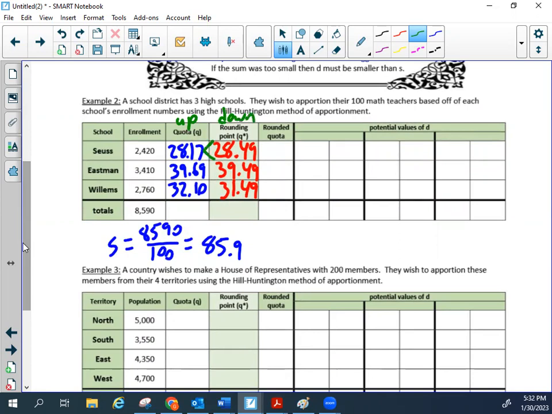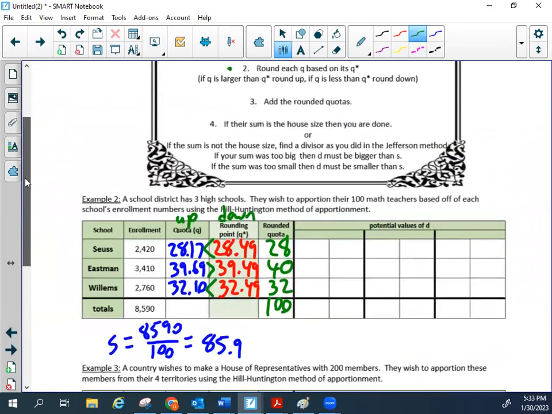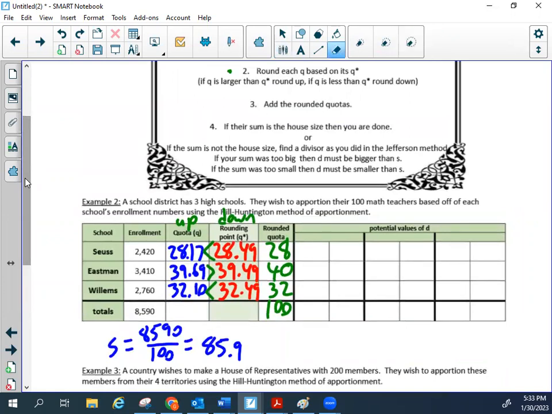So in this case, 28.49 is bigger than 28.17, which means those 28s round down. 39.69 is bigger than 39.49, so in this case, those 39s round up to 40. And this last one, 32.49 is bigger, so since that side is bigger, we round up to 32, and that's our 100. We're good to go. That was step 3, adding the rounded quotas. With any luck, when we add up those rounded quotas, it will equal our house size, that 100.